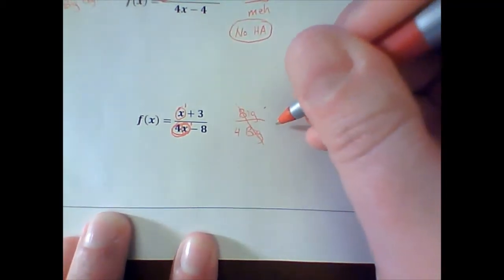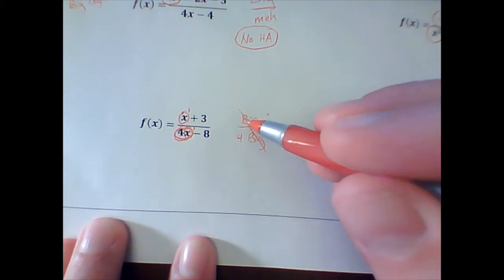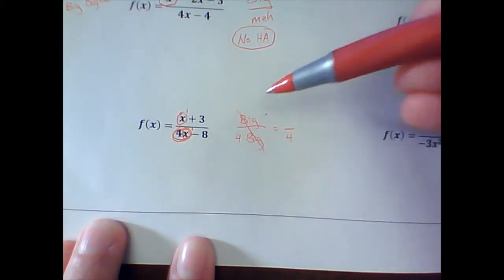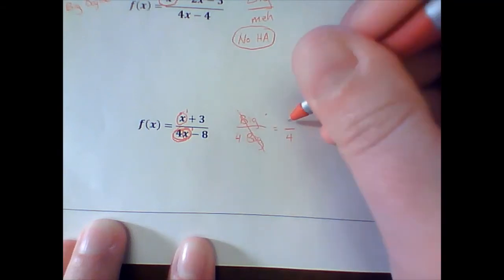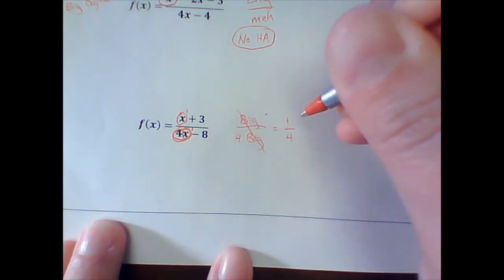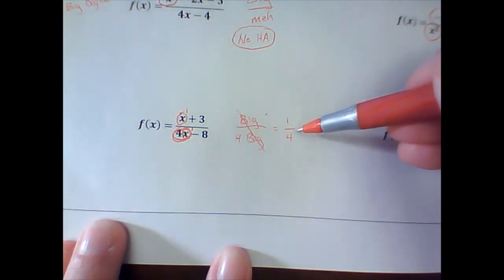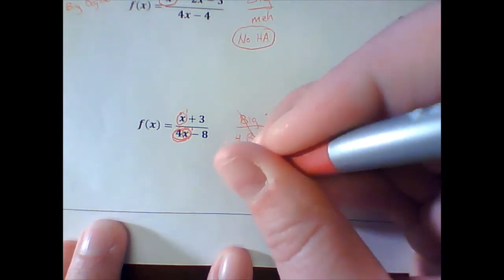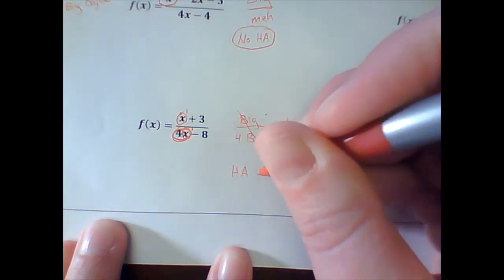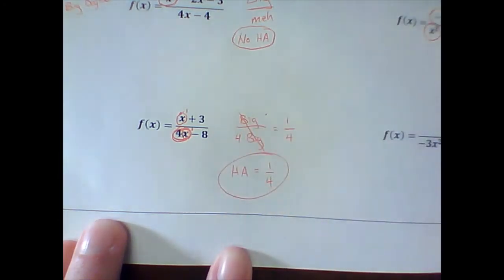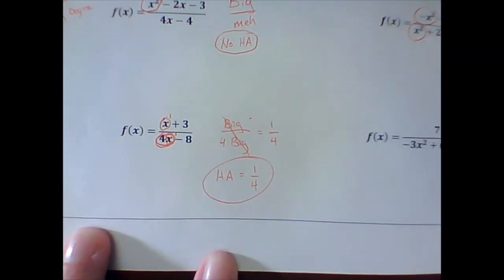Those big things are going to cancel, and you're left with the 4 on the bottom. It has to stay on the bottom. But on the top, that's just 1. It's a hidden 1, but not so hidden anymore. And that 1/4, that is the height of our end behavior. The graph is going to level out at a height of 0.25. That's your horizontal asymptote.